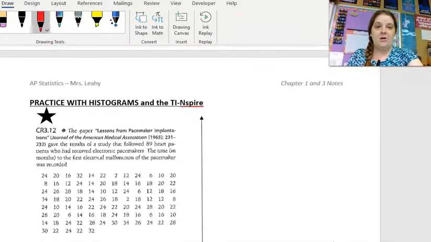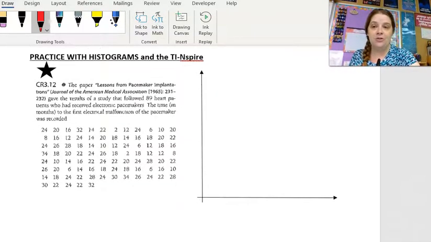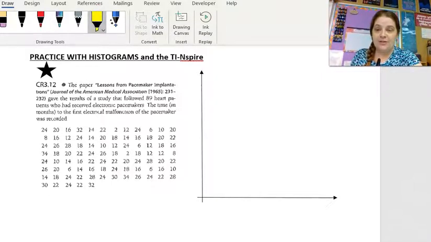Okay, now I'm going to make a separate video on how to practice and do a histogram in the TI-Nspire. So I'm just going to switch this for right now. But if we were going to do this in person, like by hand, I have these 89 values. If you were going to make a histogram for this, one thing you might do is go through and find the smallest and largest value here.